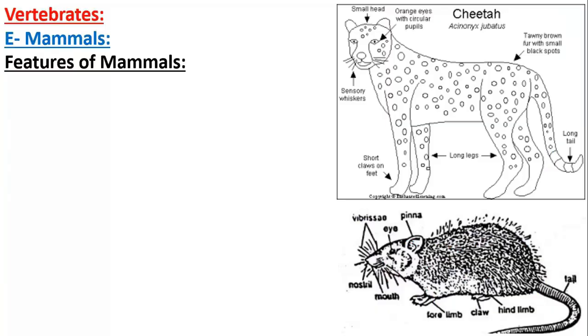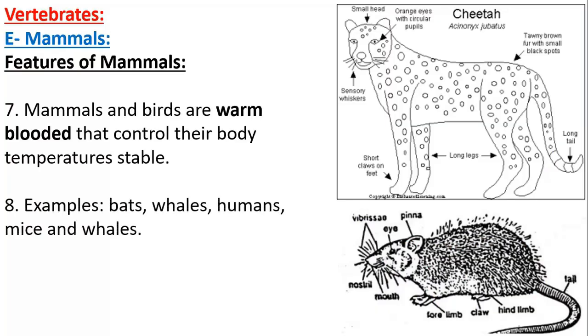Finally, mammals and birds are warm-blooded, which means that they can control their body temperature and keep it stable. Like if you are outside and the weather is 0 degrees Celsius, your body temperature will still be 37 degrees Celsius, right? And vice versa. When it's very hot outside, your body temperature stays the same. So this is because you are warm-blooded and because you are a mammal.